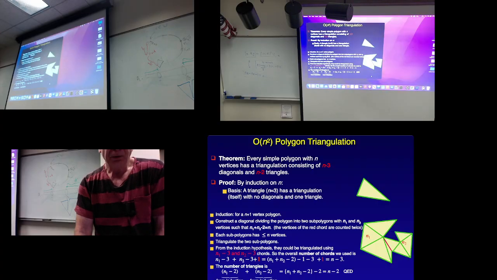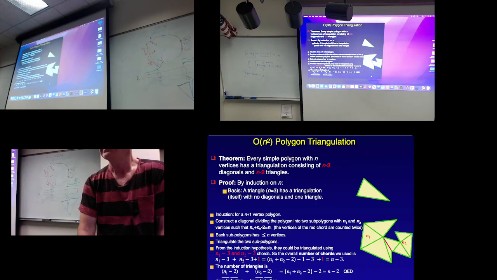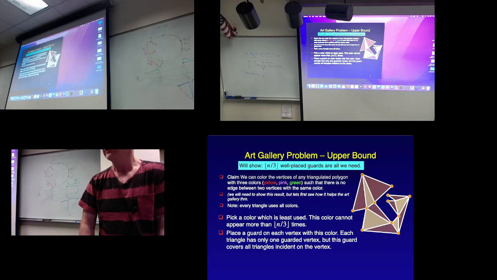Okay, so we know that every polygon can be triangulated, and I'll find inside n minus 2 triangles, about n minus 1 chords, something like this. So from now on, every polygon is assumed to be triangulated.